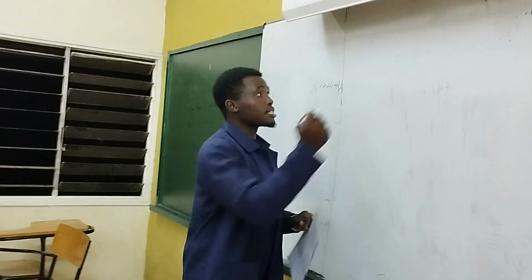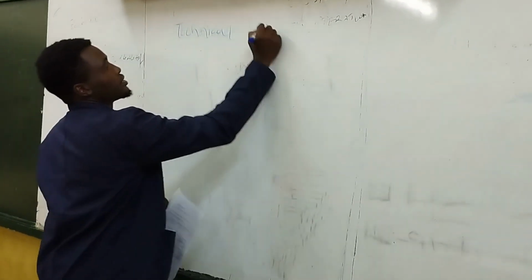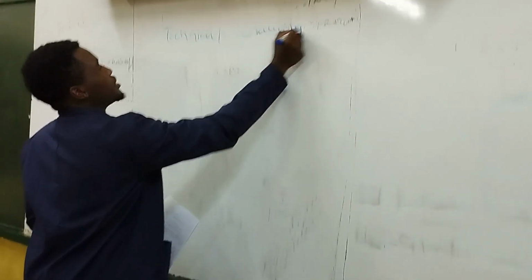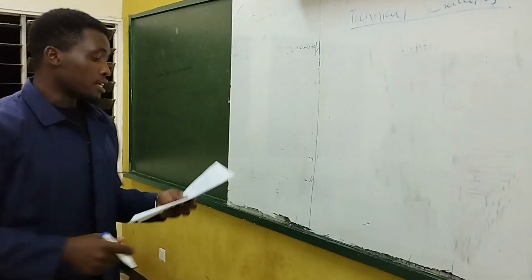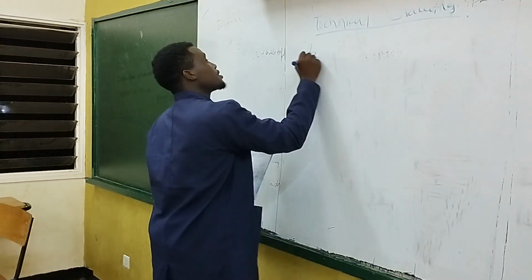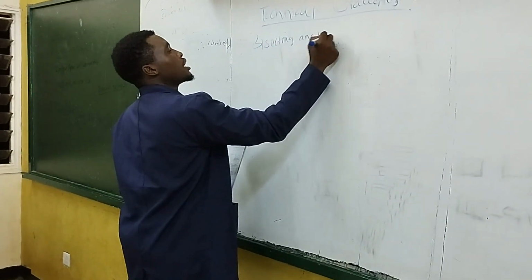Our unit of competence is technical drawing. And our session title for today is bisecting angles and lines.